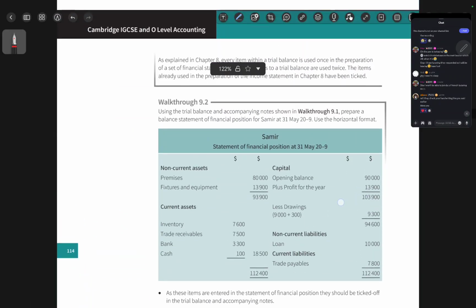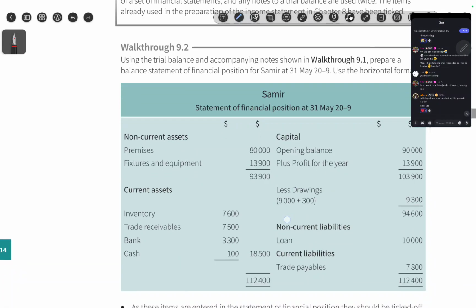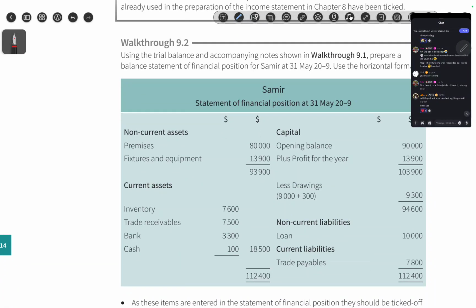Now looking at the answer for the statement of financial position. Debit side, we have our assets, non-current assets, current assets. Credit side, we have our liabilities. We mentioned earlier that there are three types of liabilities: capital, non-current liabilities, and current liabilities. Why is capital a liability? Because the business owes this money to the owner.